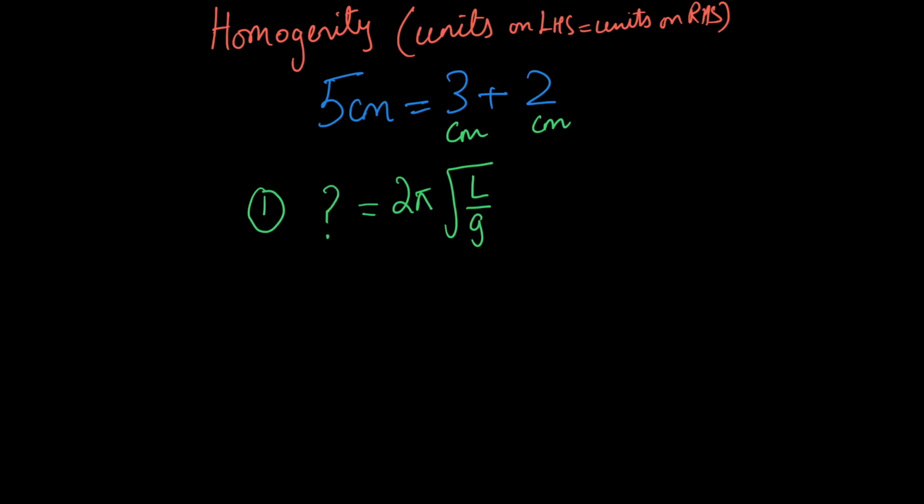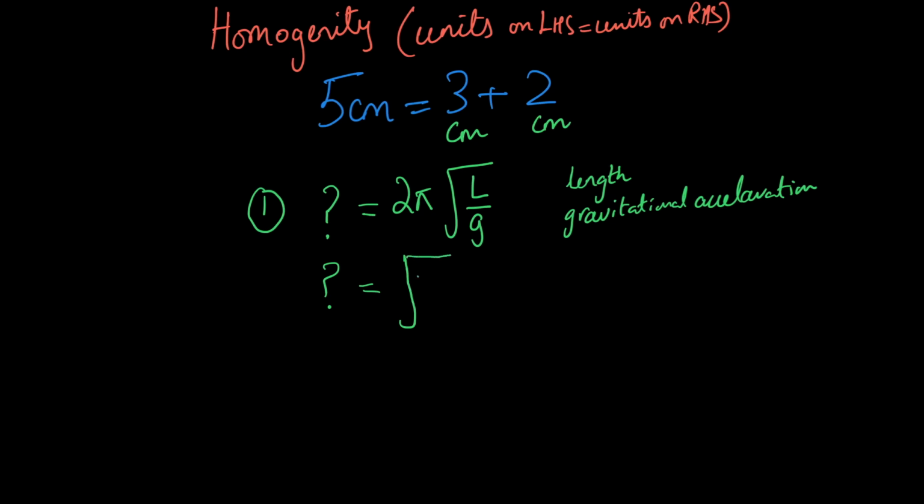Let's have a look. So L in the question is given to you as length and g is given to you as gravitational acceleration, whose value on Earth is 9.81 meter per second square. But again, the value does not matter. It's the unit which matters. So let's start solving. I don't know what the quantity on the left hand side is, but I do know that 2 pi is just a number. It doesn't have any unit, so I can completely ignore it and I will bring the square root back.